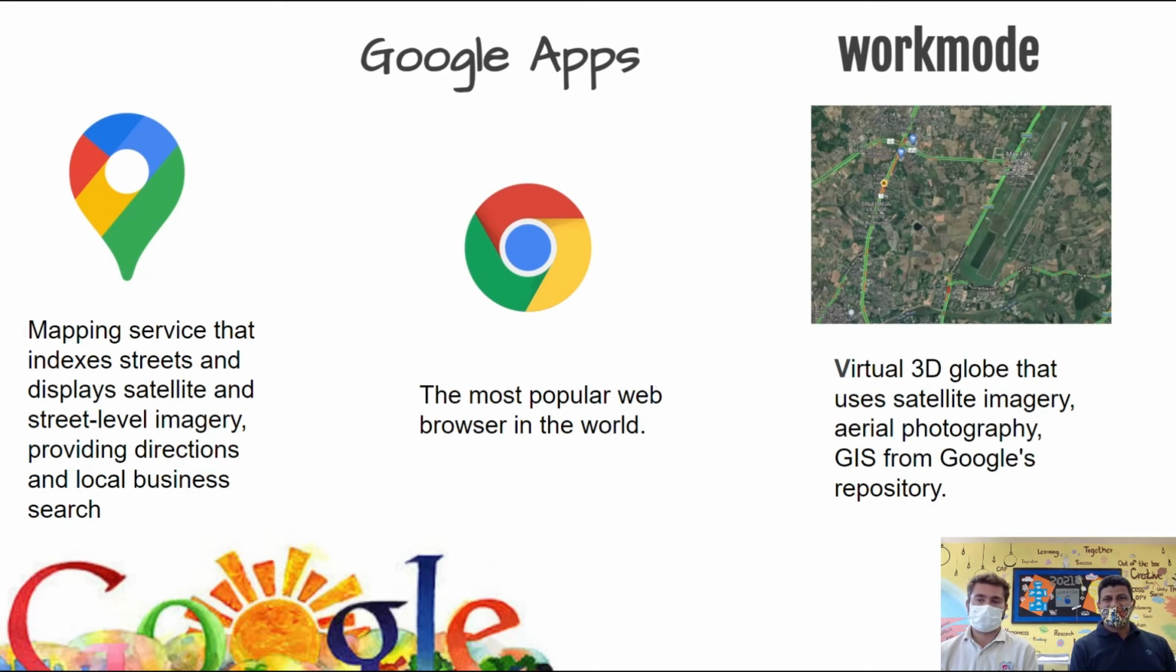It's a virtual 3D globe that uses satellite images and aerial photography from Google's repository. Okay? So a repository is a place where you save code. So just like you have Google Cloud to save files, a repository is where all the computer software code is saved.